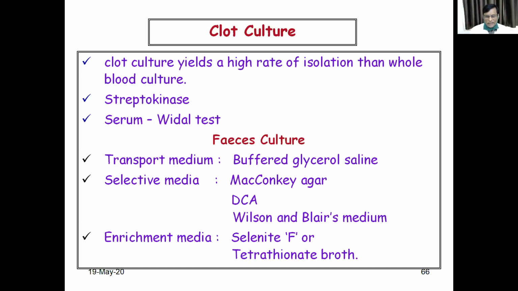Feces culture is important sometimes for carriers. And here you should not directly place the feces into bile broth. First, you have to collect the feces into selenite F or tetrathionate broth, which is called an enrichment medium. There is a difference between enriched media and enrichment medium. In enriched media, to make the media enriched, we add blood or serum or egg albumin.